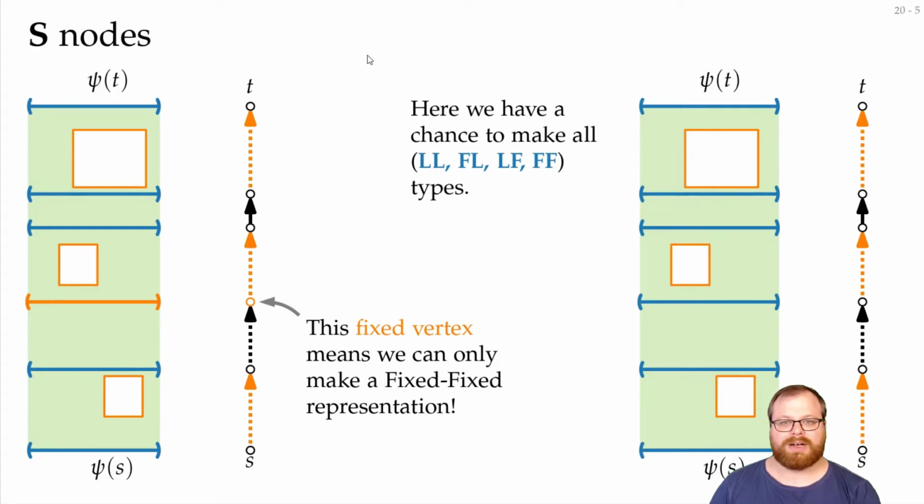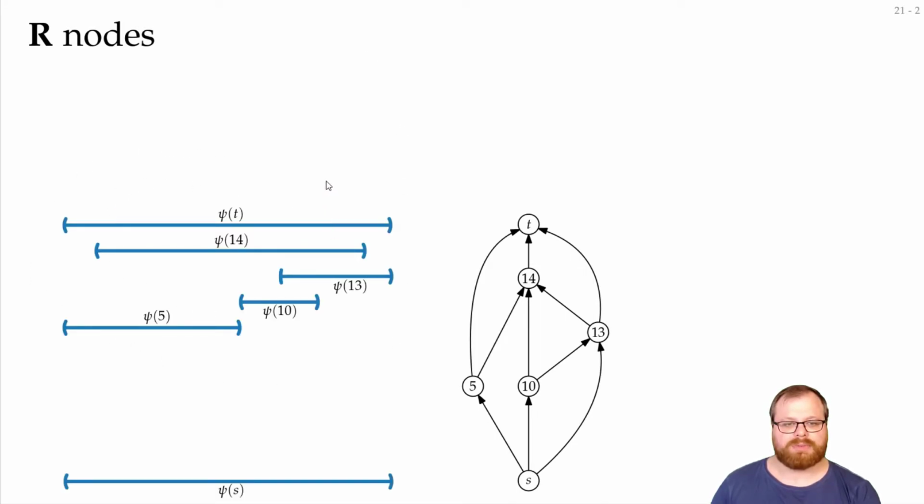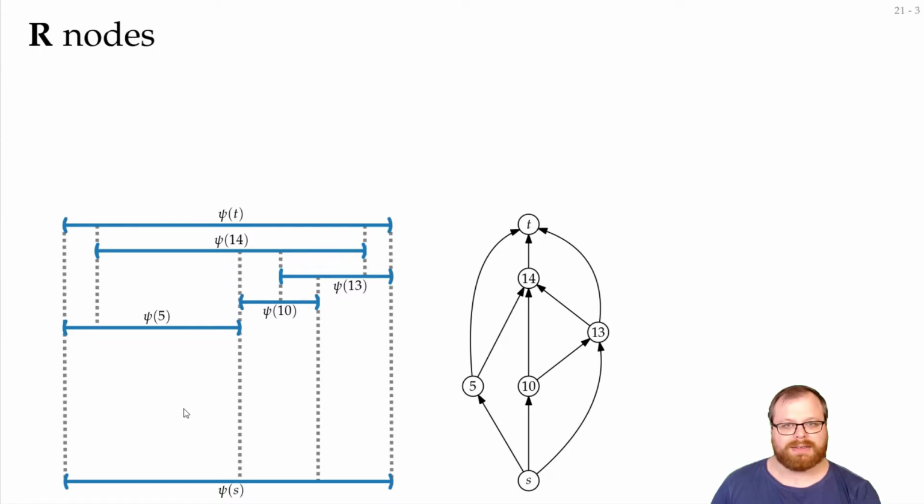The trickiest part is handling the R nodes. So let's say we already have some representation. We will now take the endpoints of the bars and shoot a vertical segment upwards and downwards until it hits something, like this. Now we want to figure out where are these components that correspond to the edges here. This one is between S and T. The only part between S and T is exactly here, so it has to be this rectangle.